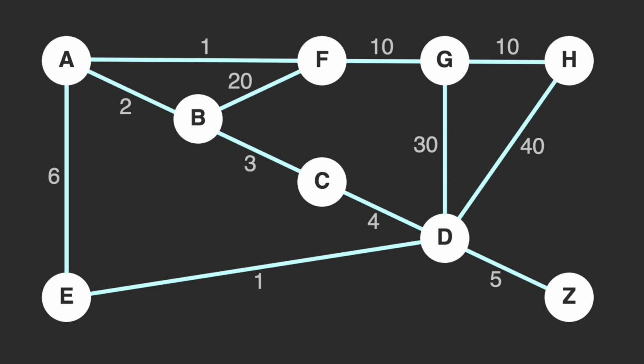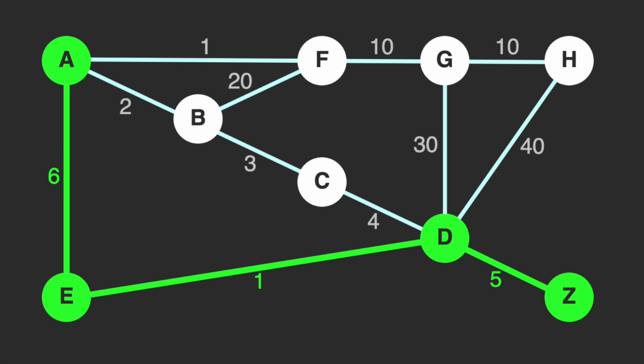Pictured here is a graph. Each letter represents a node or vertex. Each line represents an edge. This is a weighted graph because we are given the distance between all of the nodes. It helps to think of a graph as a map where the nodes are cities, the edges are roads, and the weights are miles. If we have the task of finding the shortest path between A and Z, it's fairly easy to determine that we should go from A to E, then E to D, then D to Z, with a total distance of 12.